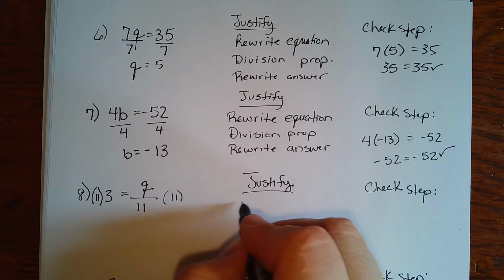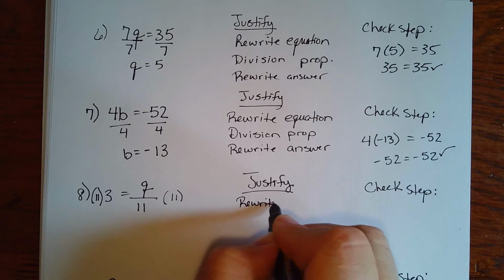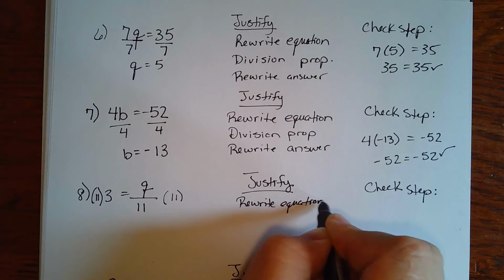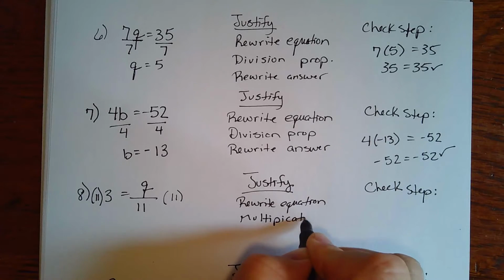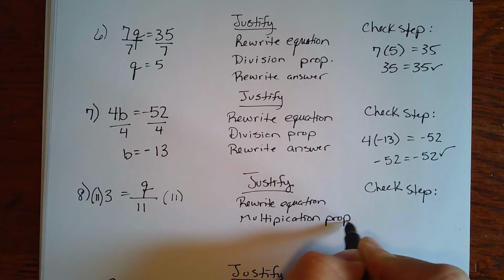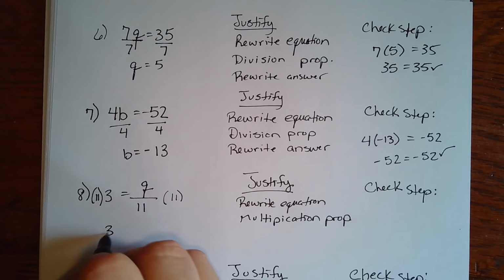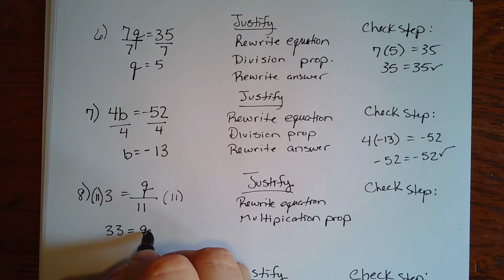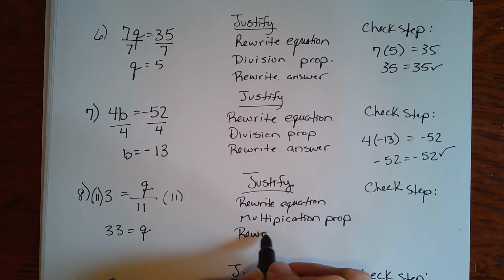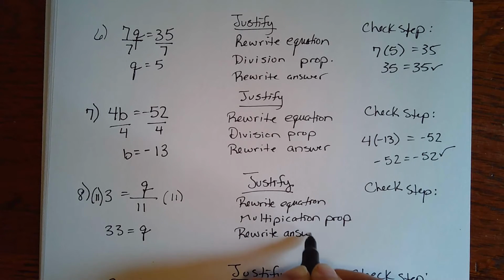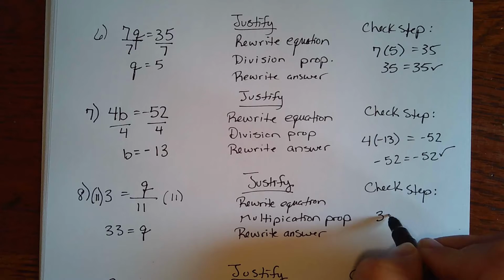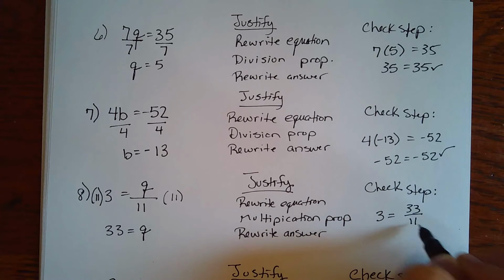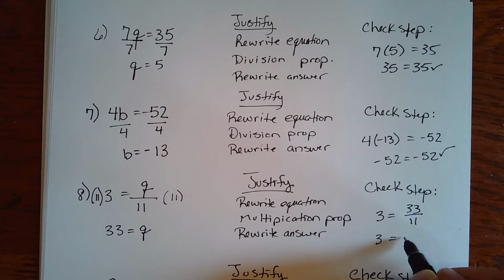So over here, we're going to rewrite the equation, and then we are going to multiply. So the multiplication property is what we're going to use. And then we'll end up with 33 equals q. So this right here is going to be my rewrite answer step. So my check step is going to be this. If I have this answer, it's going to be 3 equals 33 over 11. Well, when we divide 33 by 11, we get 3. So the check step proves that it is correct.